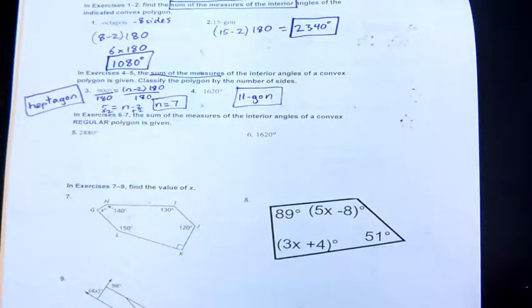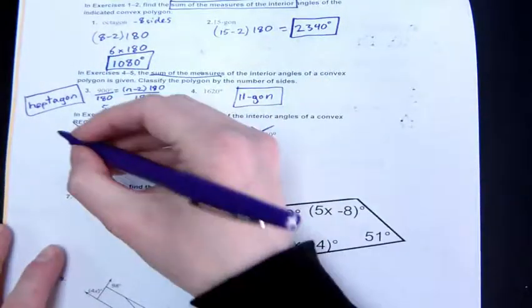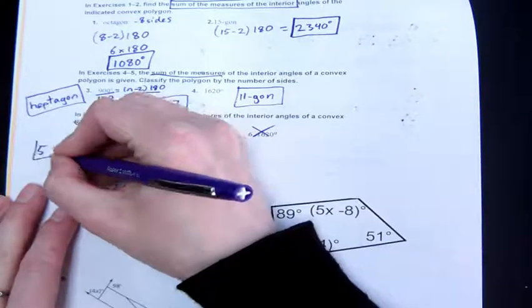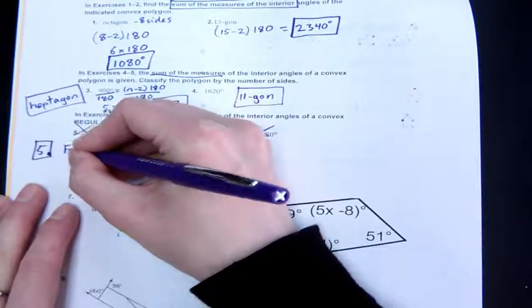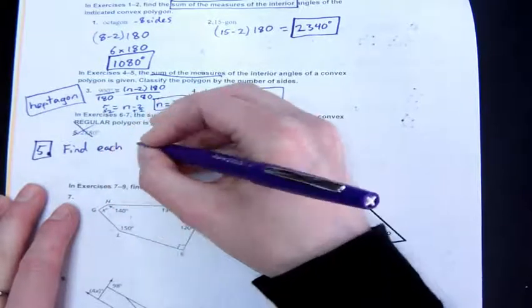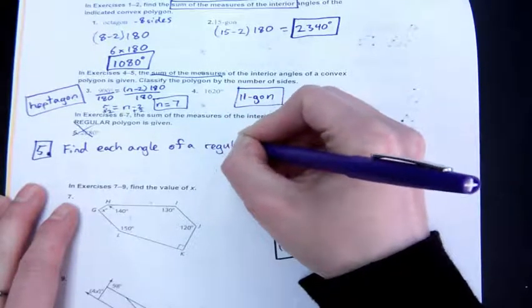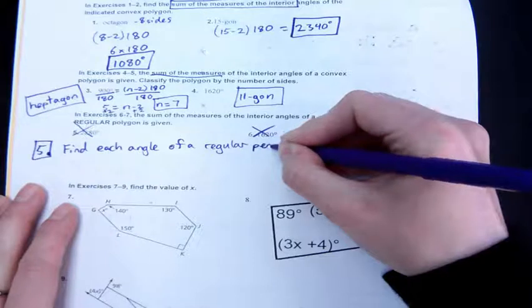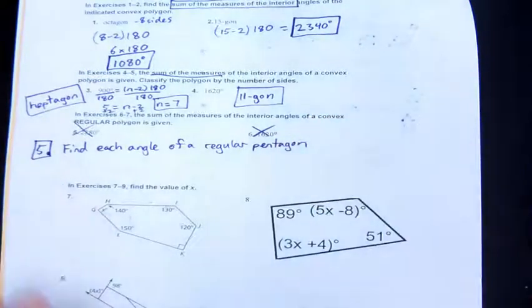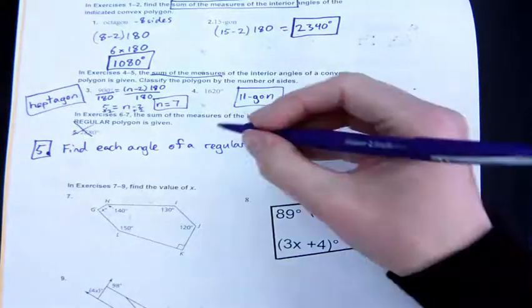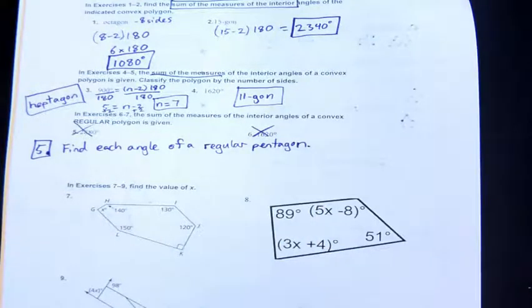Okay, exercises 5 and 6, something got really mixed up, so we're going to cross those out, and we're going to write in a new problem, okay? So we're going to find each angle of a regular pentagon. So what are we going to do to find each angle? Yeah, so we're going to have to divide by 5 to find each angle, and what do we do first before we divide by 5?